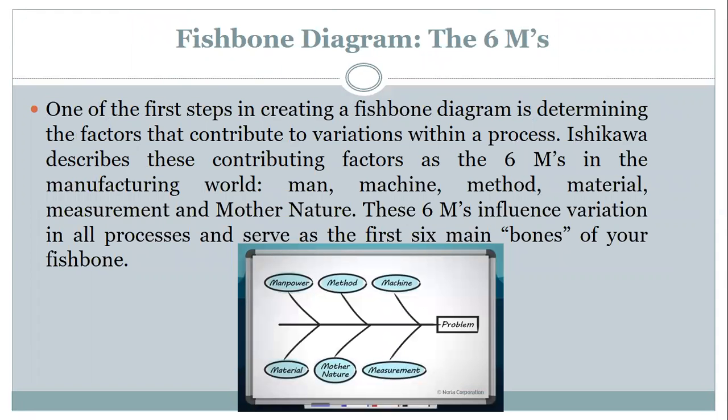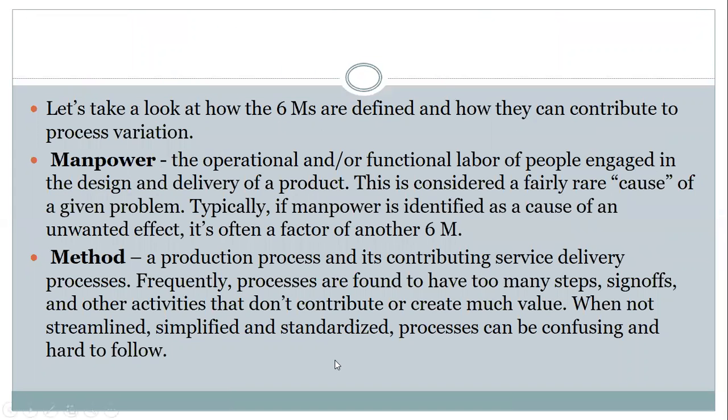The 6M, as we have discussed, influence the variation in all processes and serve as the six main bones of the fishbone. So you can see here, the problem is the head of the fish and the 6M are the six main bones of the fishbone diagram. The 6M in detail are manpower, that is the operational or functional labor of people engaged in the design and delivery of the project. This is considered a fairly rare cause of a given problem.